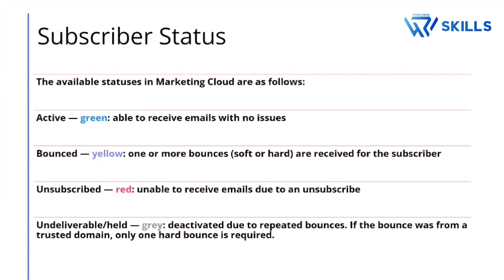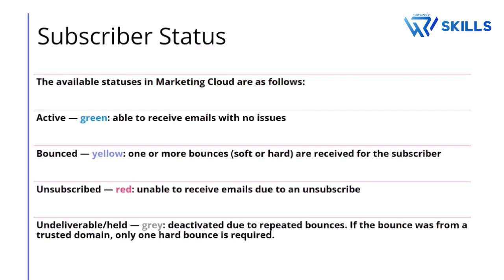Whenever a new subscriber is added to All Subscribers, that means whenever a new subscriber is created, whether from a list or a data extension, that subscriber will always have a default status called active. Active is represented in green color. If any subscriber has active status, that means you can send them emails flawlessly. There would be no issues with them receiving an email.